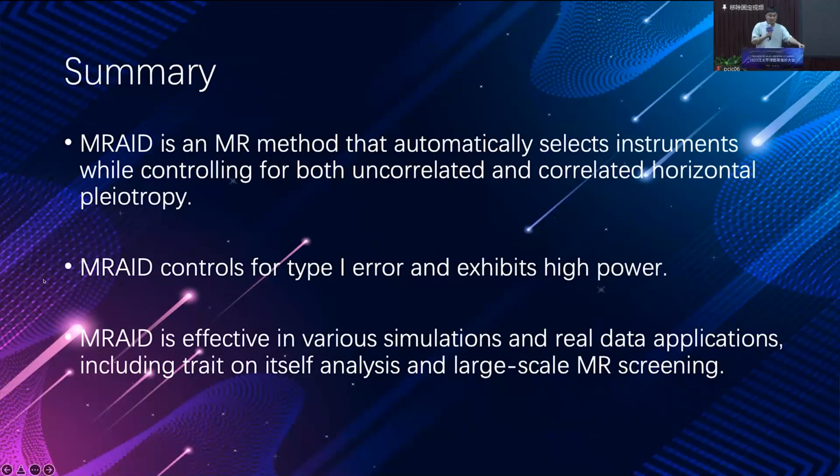So I will give a brief summary here. We developed MRID, an MR method that automatically selects the instrument while controlling for both uncorrelated and correlated horizontal pleiotropy. MRID controls type 1 error and exhibits high power. This is because we use a likelihood-based method. And MRID is effective in various simulations and real data analysis, including treat on itself analysis and large-scale MR screening.